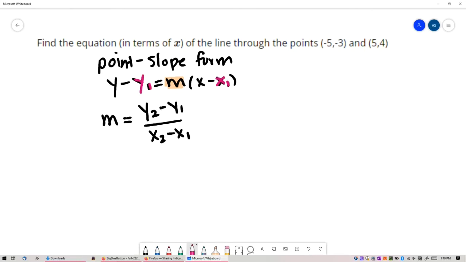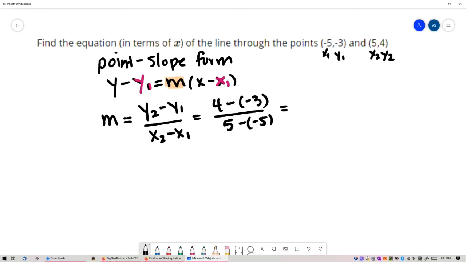We are given 2 points. So we have a point for the x1, y1, and we need to calculate that slope. I'm going to let one point be x1, y1, the other one x2, y2. We'll substitute into the formula. That's 4 minus negative 3 over 5 minus negative 5. Simplifying those double negatives, we get 4 plus 3 over 5 plus 5. We have 7 over 10 for the slope of our line.